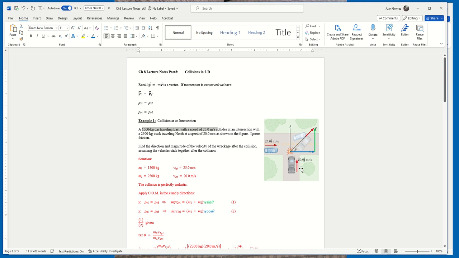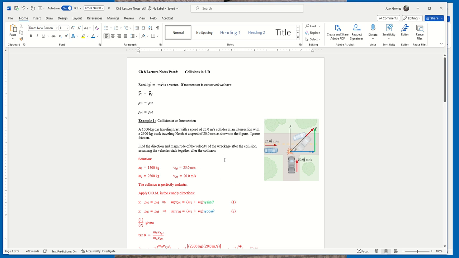Now M2 is this 2,500 kilogram truck traveling north at 20 meters per second, meaning before the collision, M2 is moving in the positive y direction. So again, M1 is the car, which is the blue. Before the collision, M1 is moving in the positive x direction. Before the collision, M2 is moving in the positive y direction.